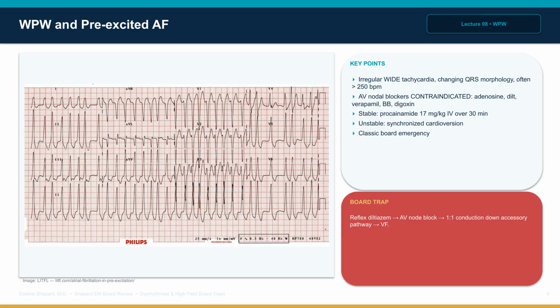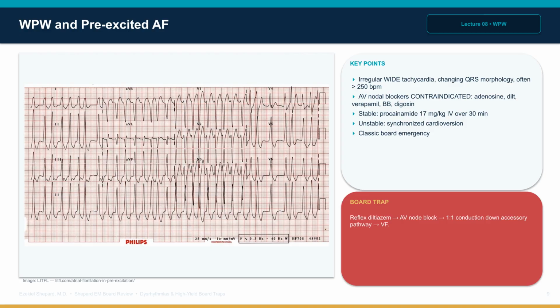WPW with atrial fibrillation is a board emergency. The ECG: irregular wide complex tachycardia, changing QRS morphology, often very fast. AV nodal blockers are contraindicated: adenosine, calcium channel blockers, beta blockers, digoxin, and Cardizem. They block the AV node and accelerate accessory pathway conduction, which can trigger ventricular fibrillation.